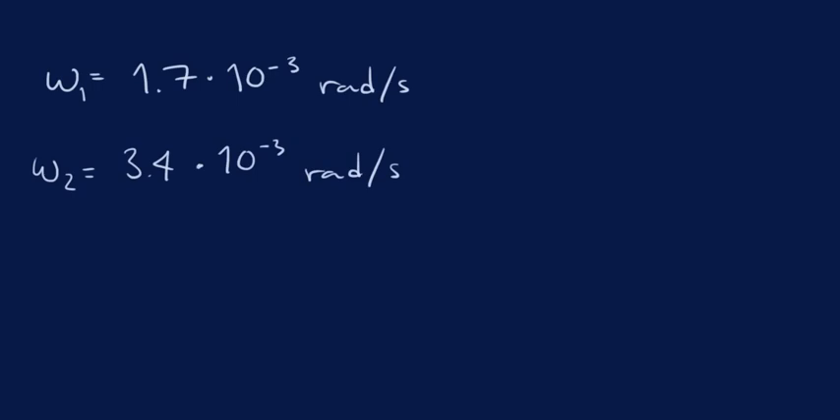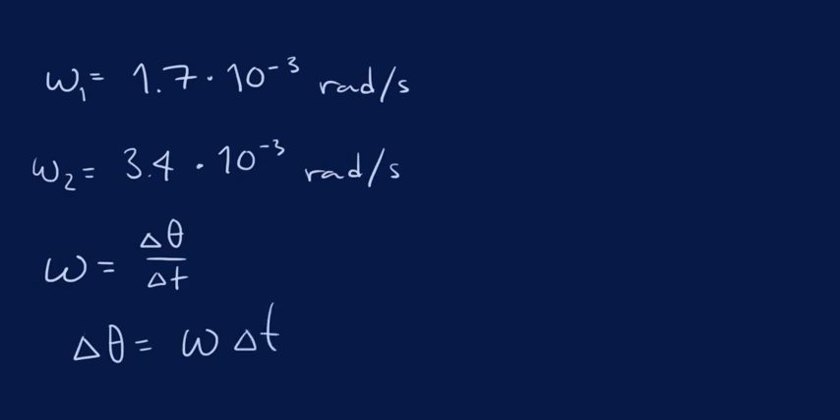So we know that omega equals delta theta over delta time. So what we want to find is their displacement. In order to do that, delta theta equals their angular velocity times delta time. So we just have to set it up like this. We know that when they meet, their total displacement for the both of them will be one full revolution, because they're starting at the same place.